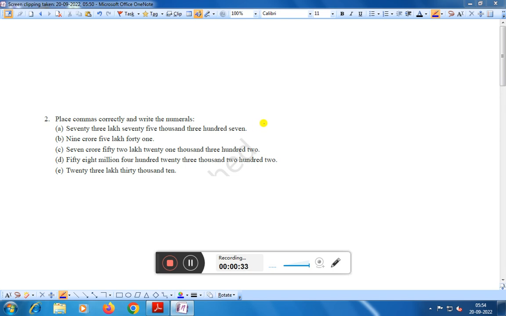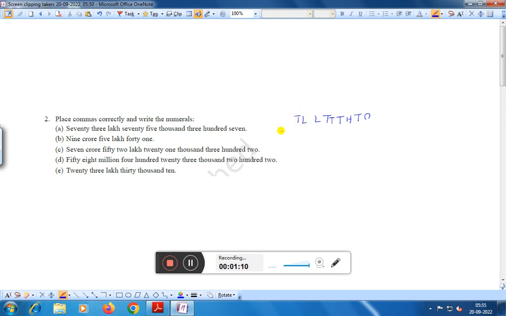73 lakh. Now before that we will write as ones, 10, 100, 1000, 10,000, lakh and 10 lakh, right?